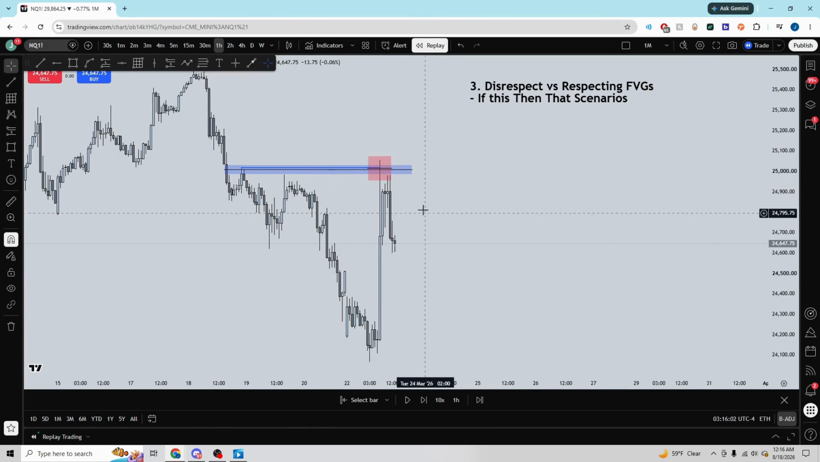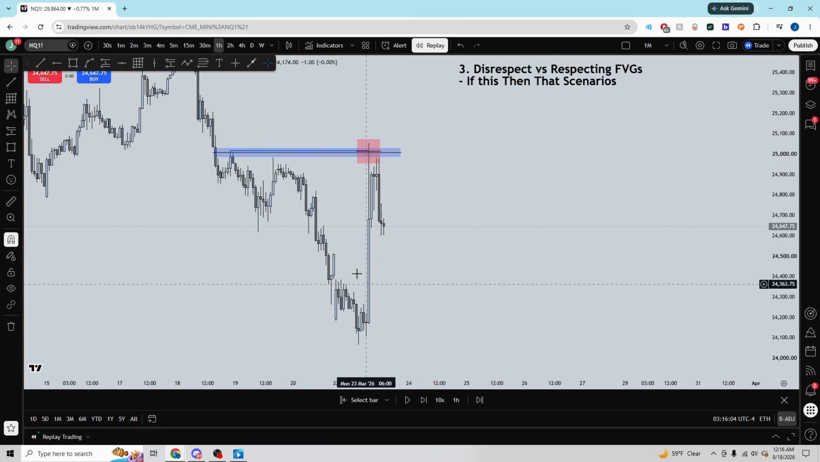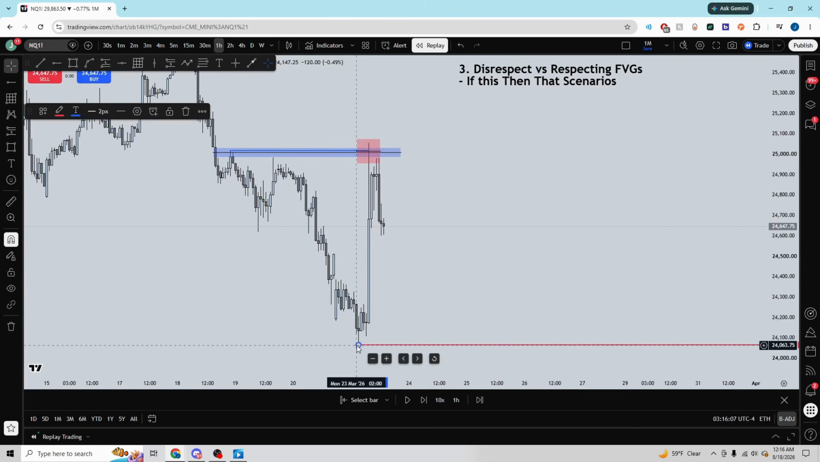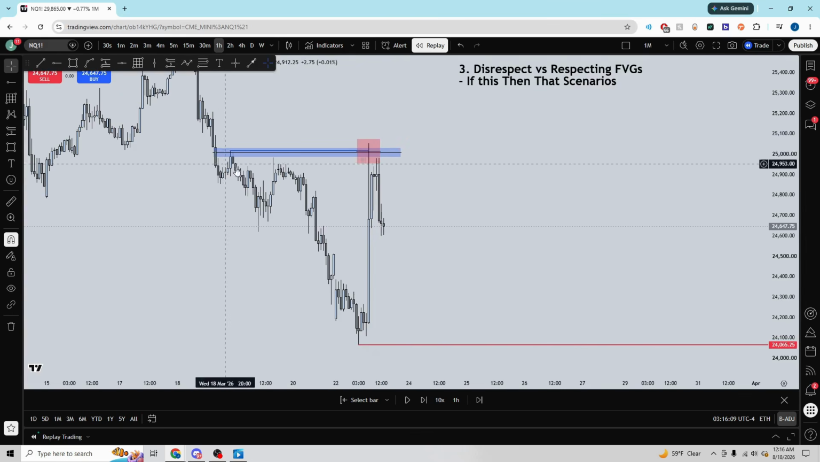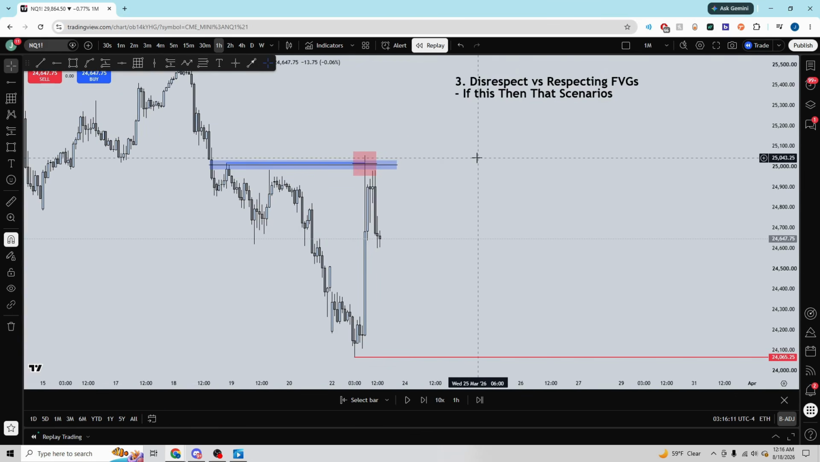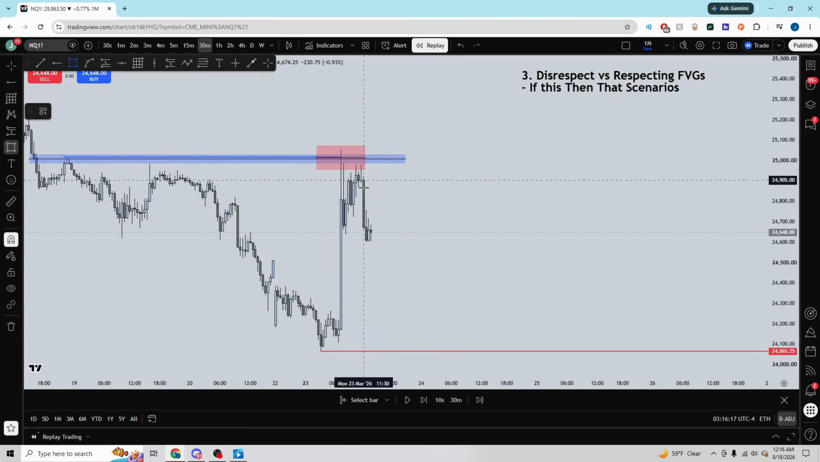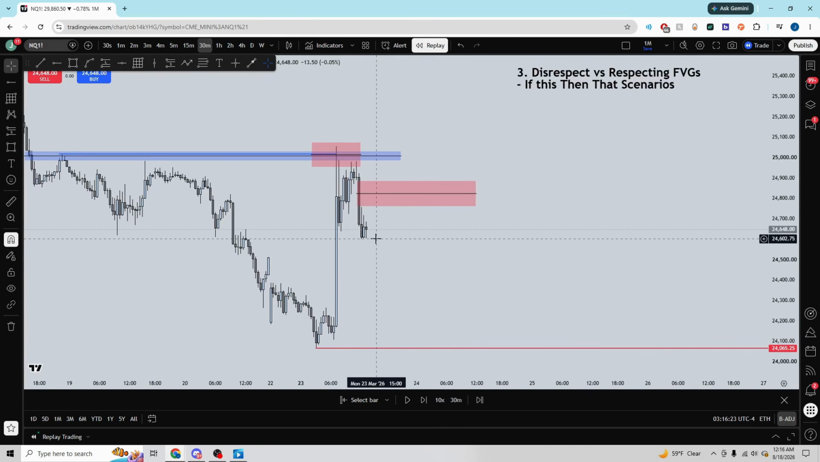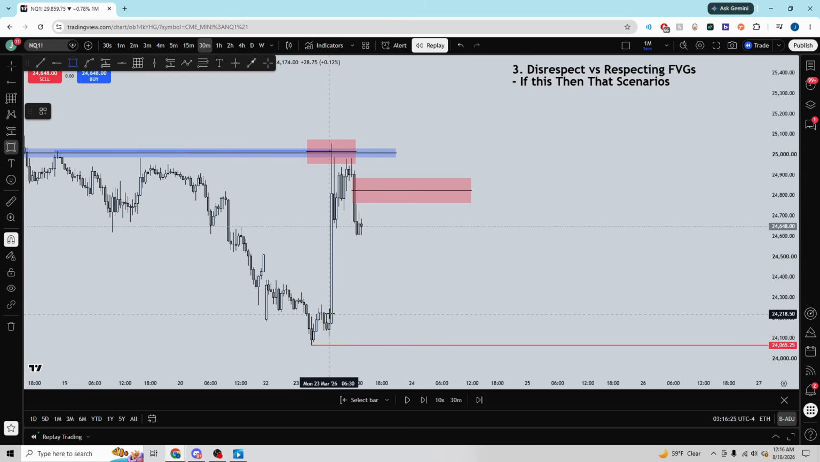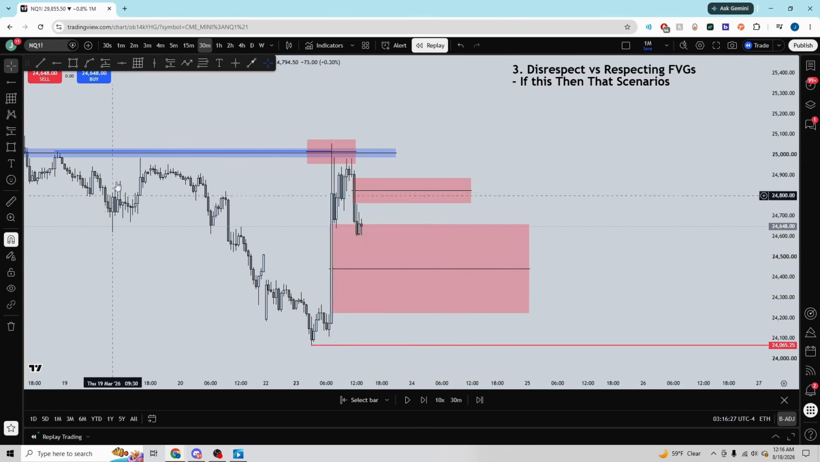So you can see that we are still trending towards lower lows and we're in a market maker sell model. So understanding this and understanding that we want to continue to take out draws lower, we want to set a condition now of a disrespect versus respecting fair value gap. So going onto the 30-minute chart, you can see that we have an unfilled fair value gap right here that we can use as our if this then that scenario. So as you can see, price is also reacting out of this 30-minute fair value gap.